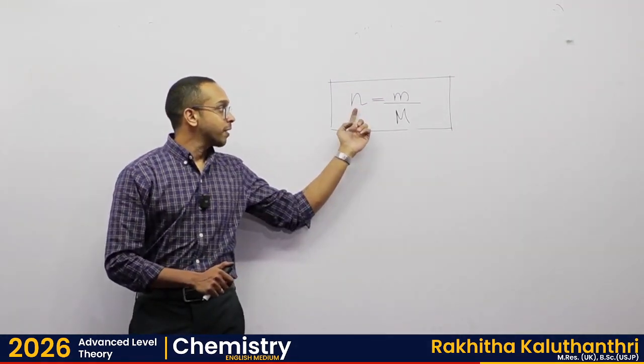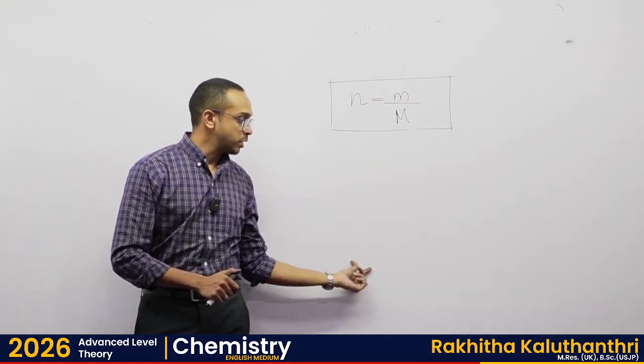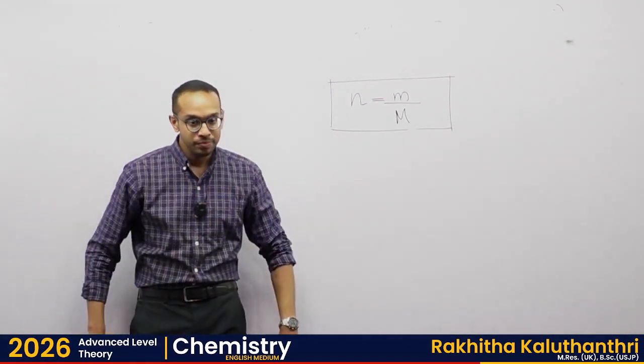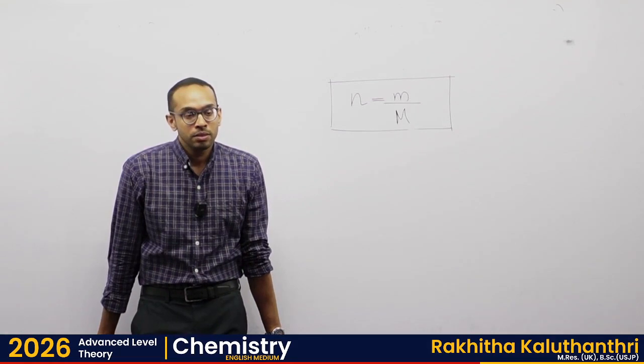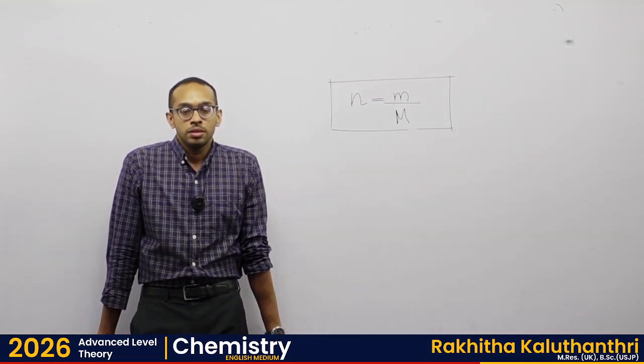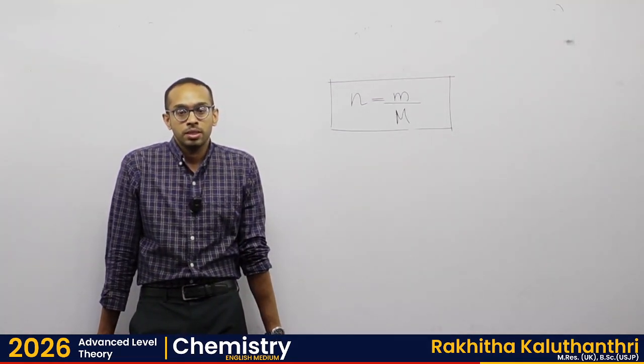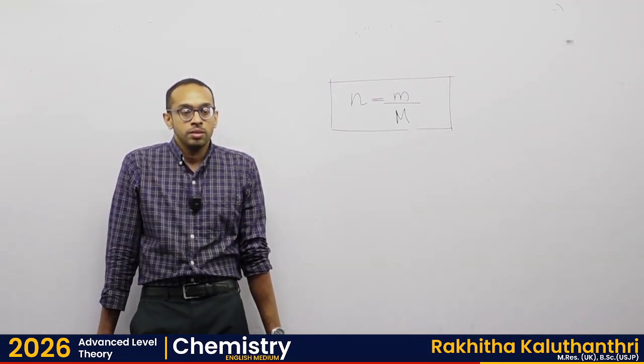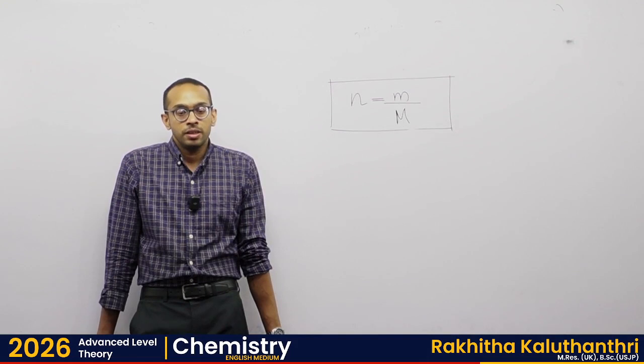Anyway, we have N here. So please write the meaning of each of these terms. N equals number of moles of the given substance.